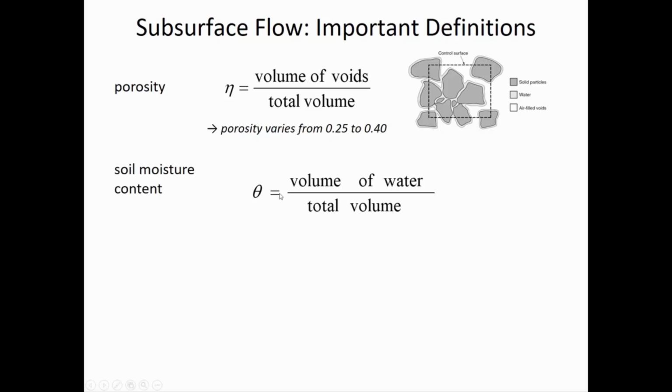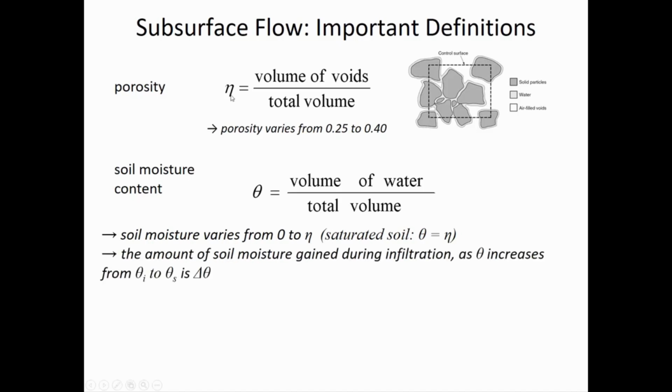Soil moisture content is the ratio of water volume to total volume. Now, soil moisture can never go higher than porosity because, if all of the voids are full, then the water can't soak into the soil grains themselves. And so the maximum soil moisture content will be porosity. So the soil moisture varies from 0 up to the porosity. And when you have saturation, then soil moisture content equals porosity.